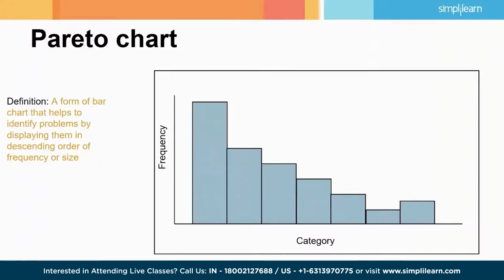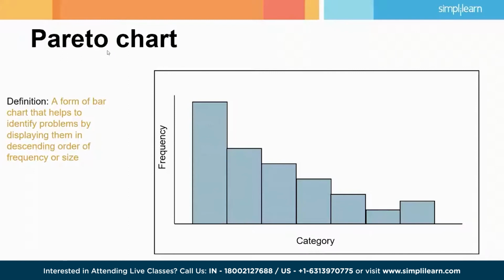Another tool that you can use to analyze well the information that you have is the Pareto chart. The Pareto chart is very well used if you have real data, for example, waiting time, or information about how much cost you're having. The Pareto chart is a form of bar chart that helps to identify problems by displaying them in descending order of frequency or size. The Pareto principle is founded on the observation that in many instances, a large percentage of problems are caused by only a small percentage of the total contributing factors.